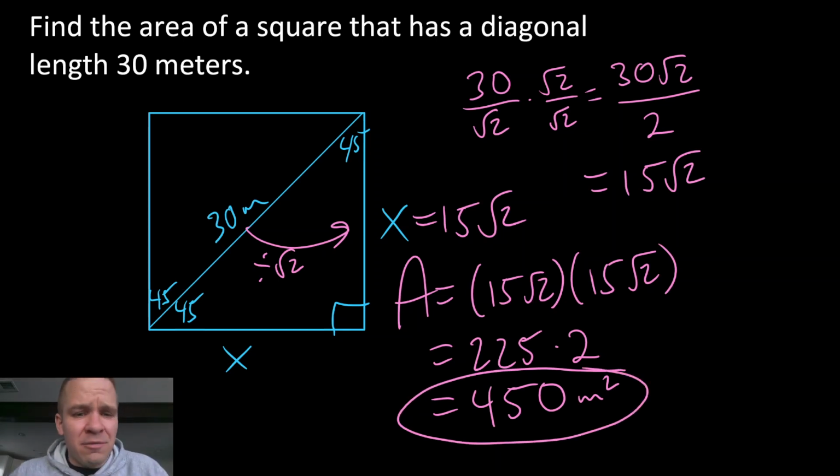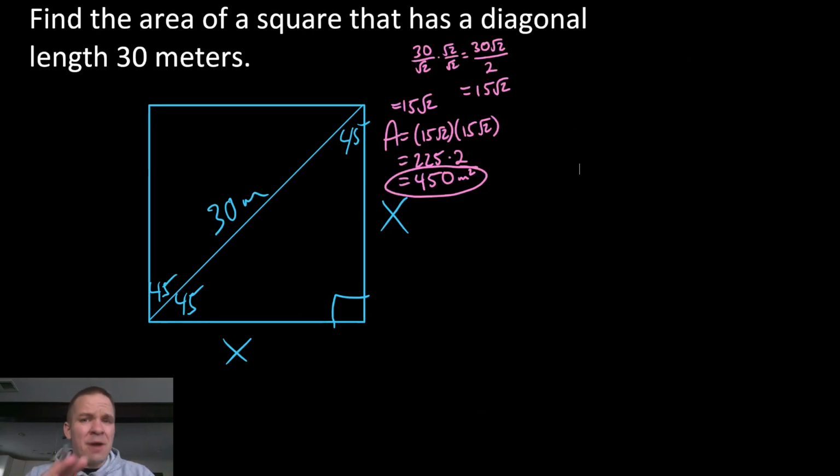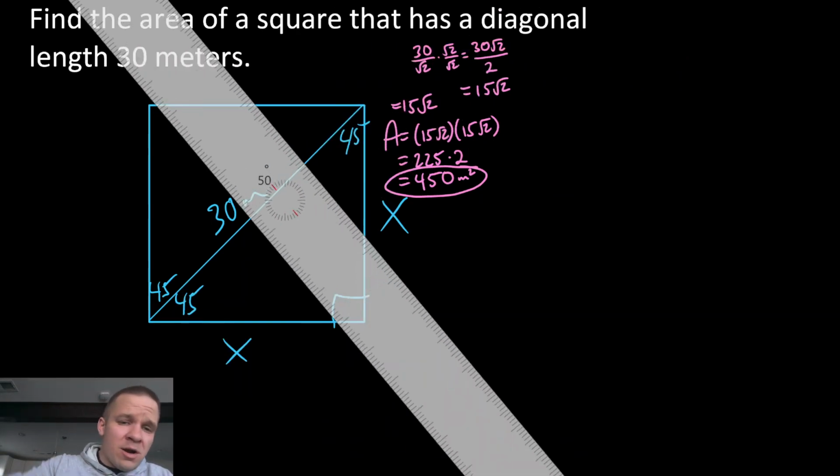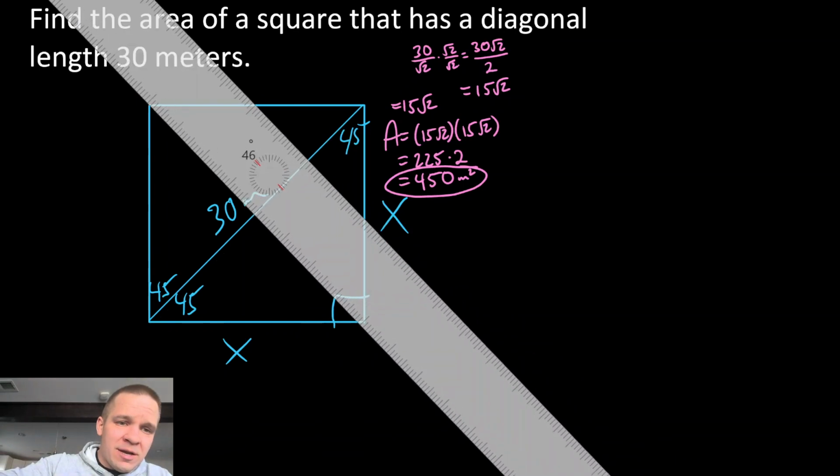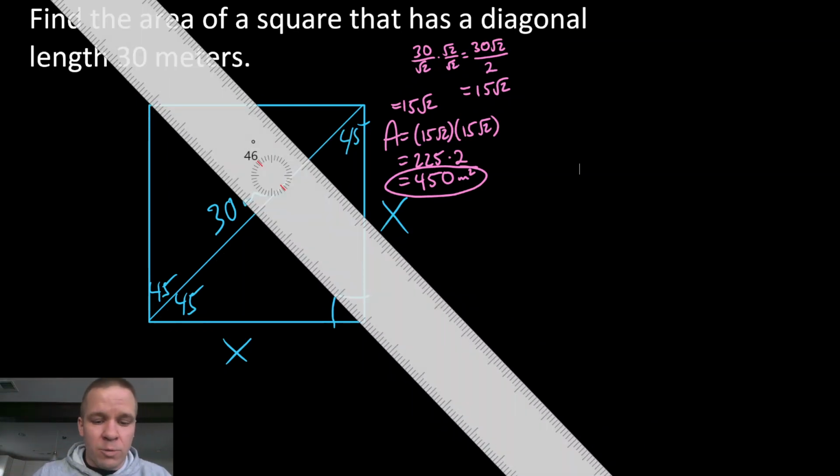Now you might be thinking to yourself, is there another way? Because that was kind of a lot of work, wasn't it? There is another way. Are you ready for it? Now I was given the diagonal of 30 meters, right? And I know that the diagonals of a square are congruent. So the other one is also going to end up being 30 meters as well.